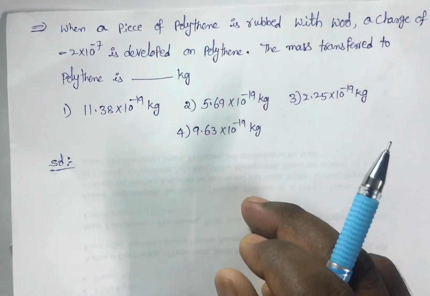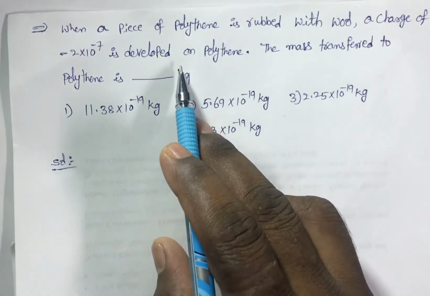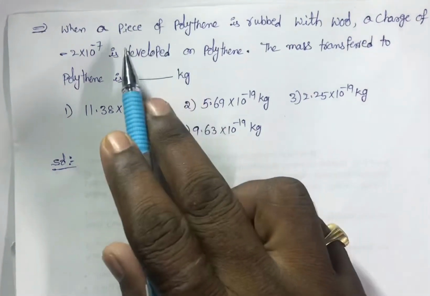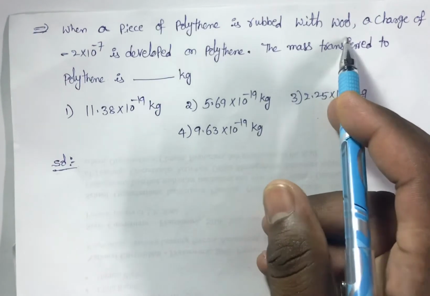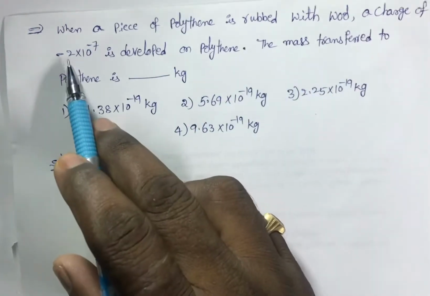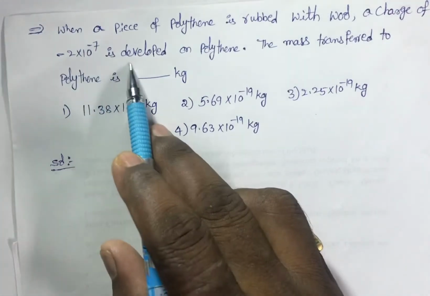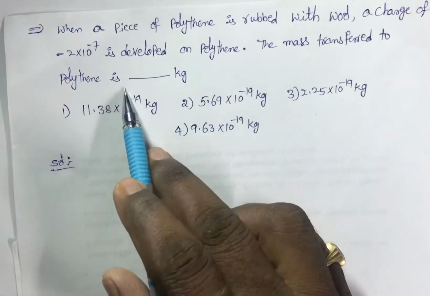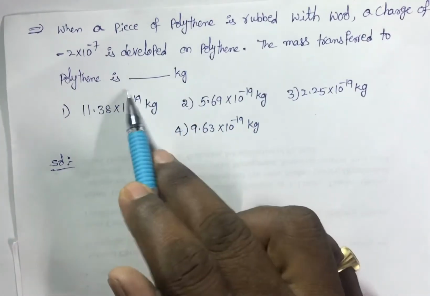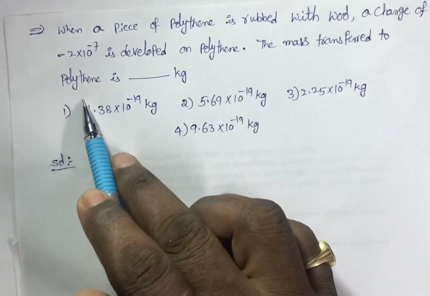In this video, we will discuss this problem. What is given in the problem is: when a piece of polythene is rubbed with wool, a charge of minus 2 into 10 to the power of minus 7 is developed on polythene. The mass transferred to polythene is how many kgs? That is, how much mass is transferred to polythene.